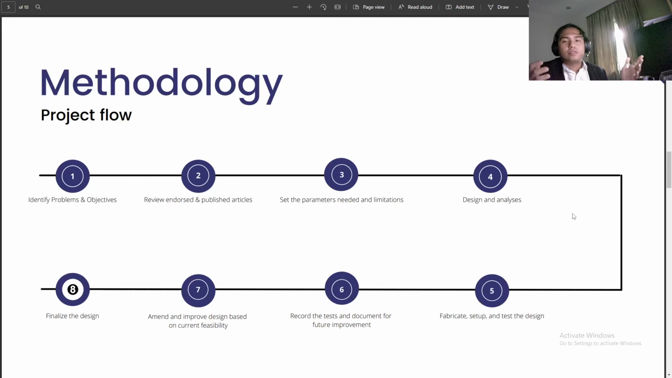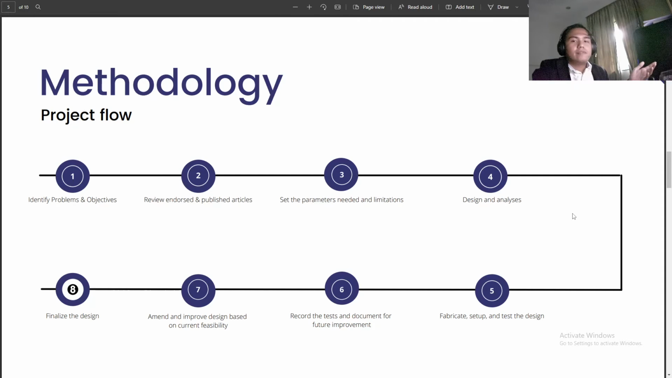Next is the methodology of this project. We separated the methodology into two parts. The first one is the project flow, and the second one is how we did the brake test theoretically speaking. Firstly, we will talk about the project flow. This project flow has been divided into 8 stages, and we will only be discussing up to the fourth stage for this presentation. This project timeline is monitored through a Gantt chart, which we will use to make sure that it is on schedule and will finish on time.